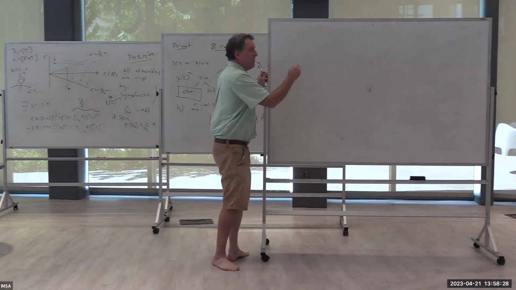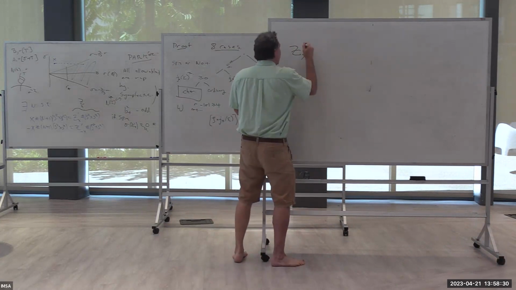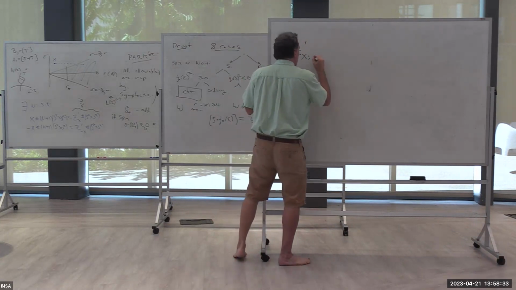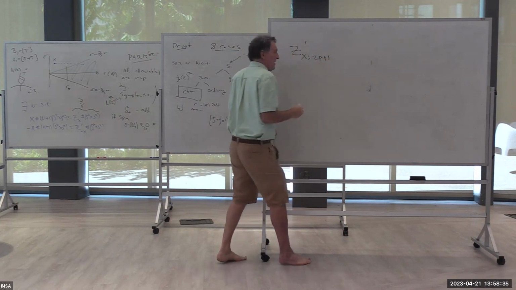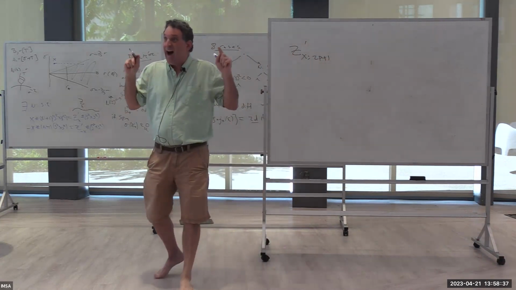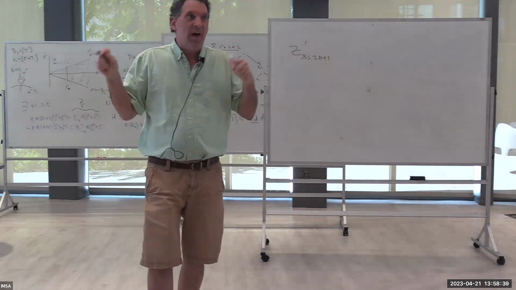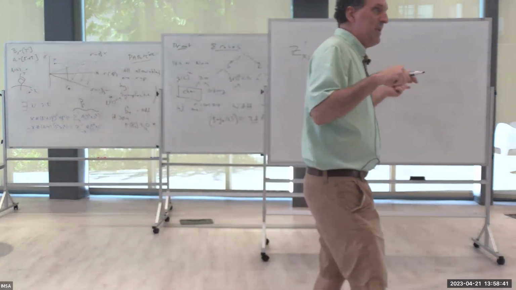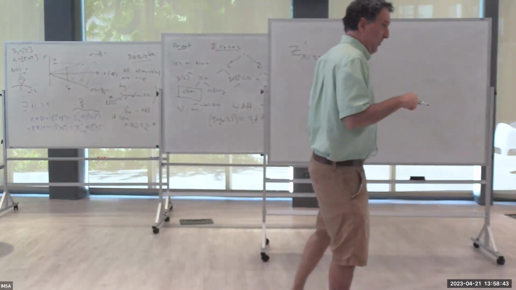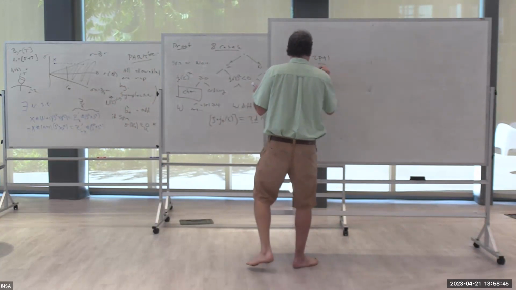So you can have Z x prime semicolon 2p plus 1. And so this is the odd log transform. The odd log transform on an even manifold will be an even manifold. And this is log transform.